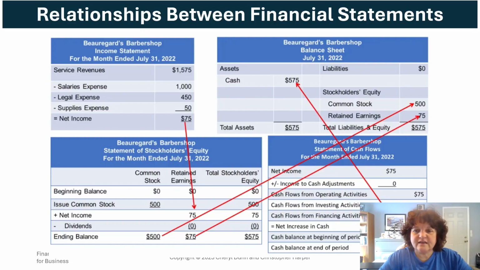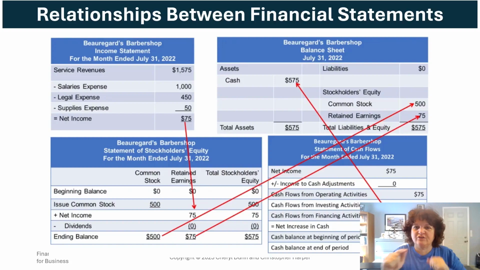And actually that should be net increase in cash of 575. I forgot there was that error in there and forgot to fix it. So please replace the net increase in cash number of 500. That should say 575. And then the cash balance at the beginning of the period is 0, and the ending balance is the 575, which also shows up on our balance sheet.